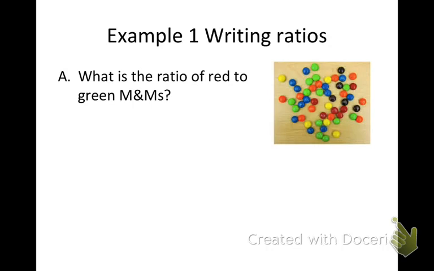So the ratio of red M&Ms. Let's look. 1, 2, 3, 4, 5, 6. Okay, maybe I only see 6. Let's count again. 1, 2, 3, 4, 5, 6. So I have 6 red M&Ms. And I'm going to use the colon to count how many green M&Ms. Gosh, there's a lot of green. 1, 2, 3, 4, 5, 6, 7, 8, 9, 10, 11, 12, 13. So the ratio of red to green M&Ms is 6 to 13.